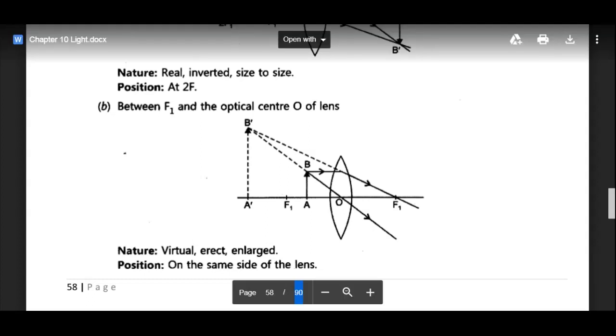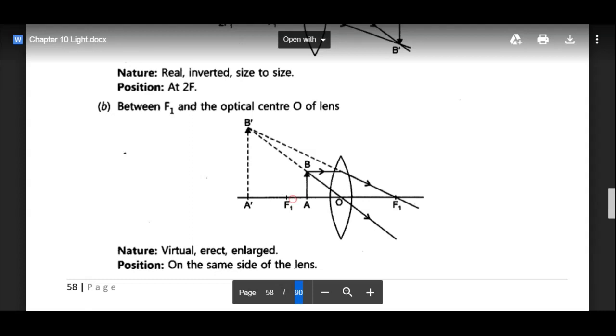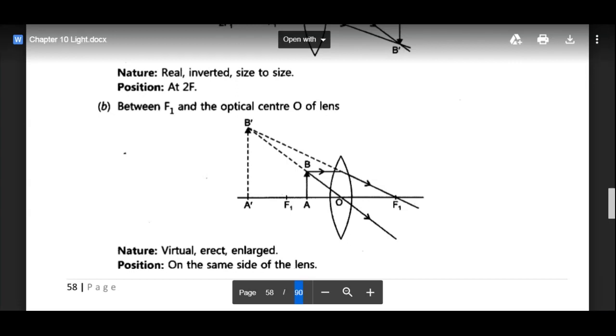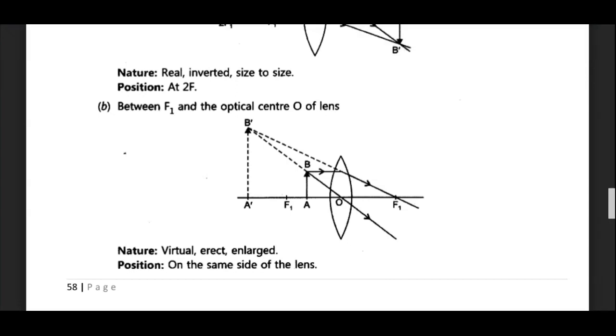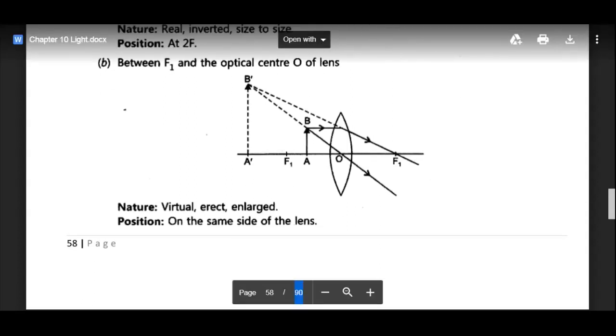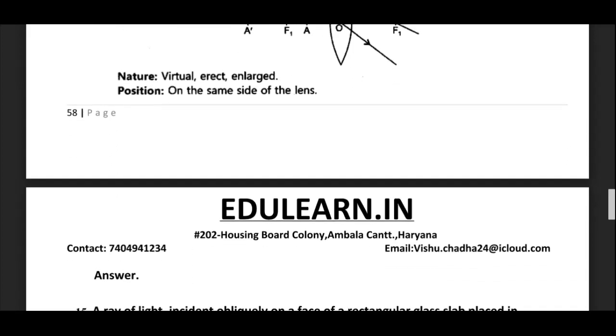Now the object is placed between F1 and the optical center, that is, this is the object. One ray goes parallel to the principal axis and passes through the focus, and the other ray passes through the optical center and goes straight. When we extend these rays backward, on the front side of the lens, what will happen? We obtain a virtual image like this, A dash B dash. As you can see, it's a quite enlarged image, and the position will be on the same side of the lens.